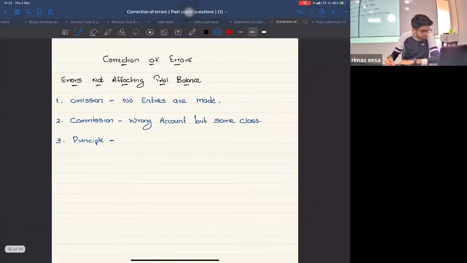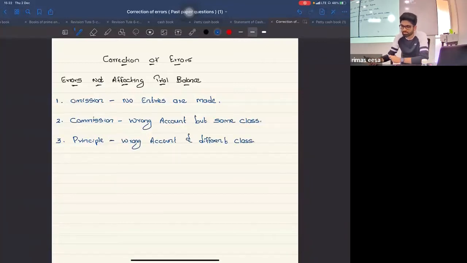So what is principle? Wrong account, same class or different class? Different class. Wrong account and different class. Clear? Now I'm moving to error number 4.